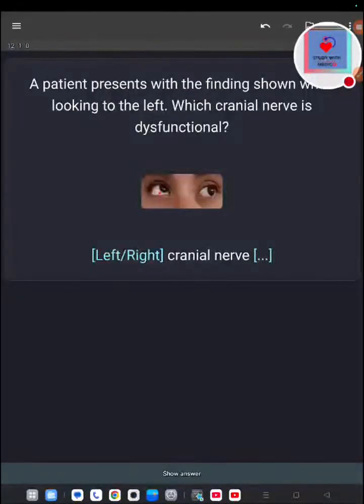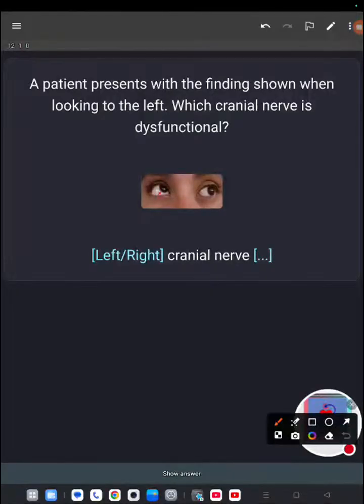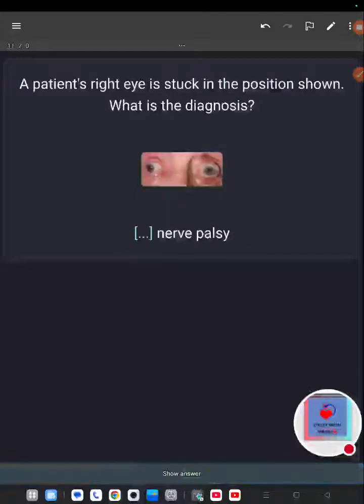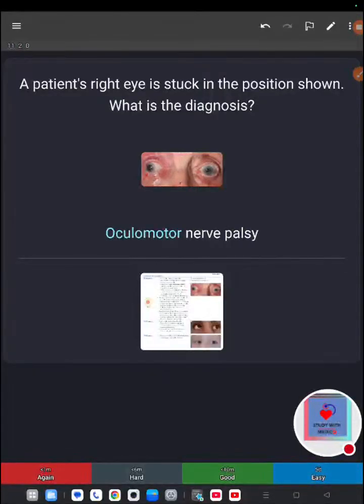A patient presents with the findings shown when looking to the left. Which cranial nerve is dysfunctional? So this one is trochlear. Left cranial nerve trochlear. Looking to the left. The eyes move upward, particularly with the contralateral gaze. You have seen this. A patient's right eye is stuck in the position shown. What is the diagnosis? Okay, so it is moving away. Cranial nerve 3, oculomotor nerve.